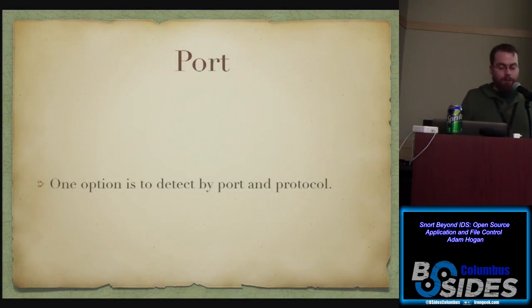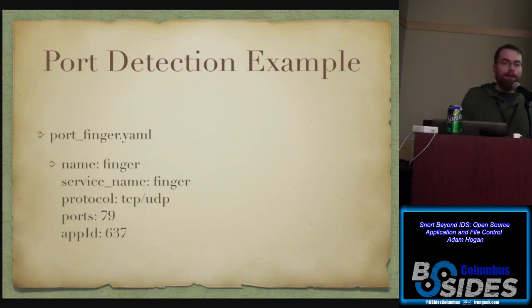Now one option we have is just doing it by port. Right? If I want to just identify an application by port and protocol, I can do that. It's lame, but I'll throw it out there because it's an option. In that case, you just throw together a simple YAML file and you say, okay, here's the name, here's the service name, here's the protocol, here's the port, and I'll give it an ID number. There we go. So if you've got a custom app that only runs on one specific port, you can do it this way. It's very easy to put together. Not very specific, probably prone to false positives if that port is used by anything else, but it's an option, right?